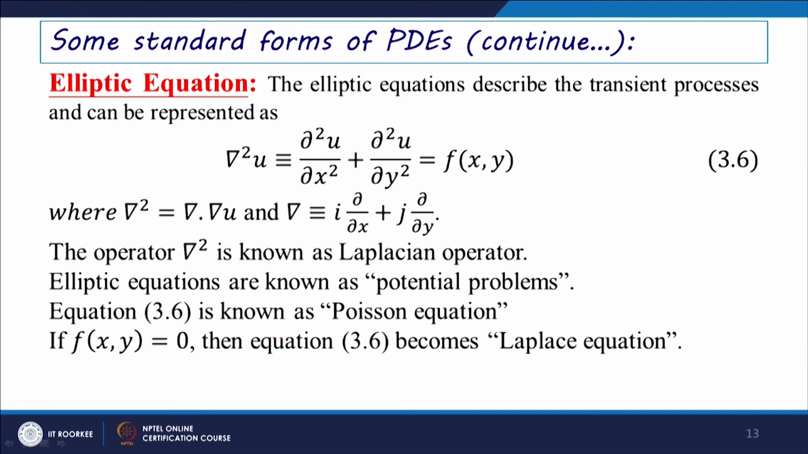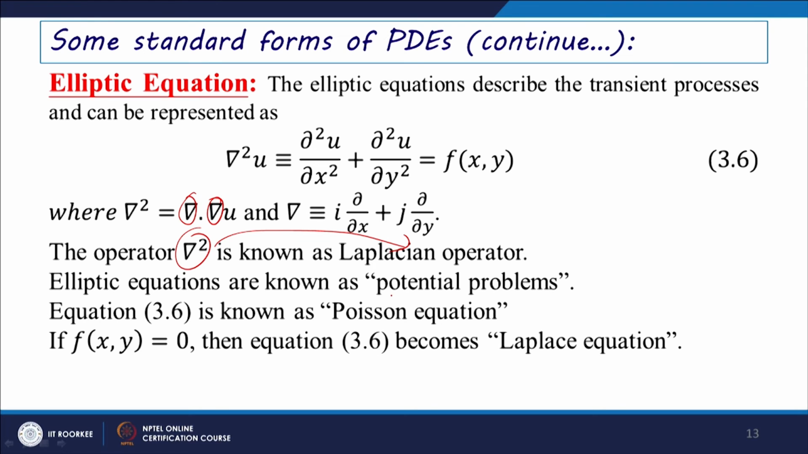If we go for an elliptic equation in a practical problem sense, this elliptic equation describes the steady process, which can be expressed as ∇²u = ∂²u/∂x² + ∂²u/∂y² = f(x, y), where this ∇² can be represented as ∇ dot ∇. This ∇ can be expressed as i ∂/∂x + j ∂/∂y, and this operator ∇² is known as the Laplacian operator.